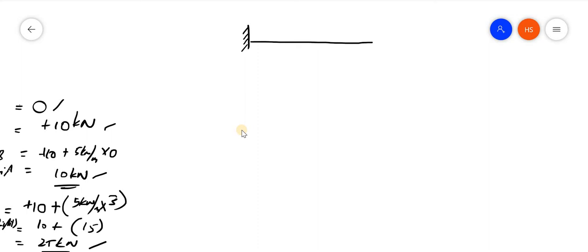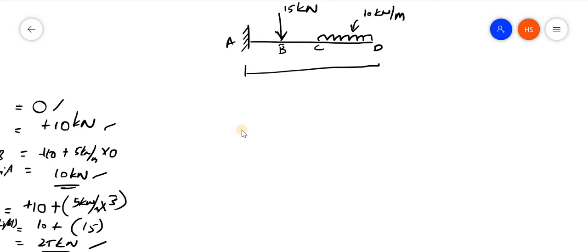So I am having a UDL at the starting. Then I am having a load like this. Okay, let it be like this. Now let it be A, B, C and D. Let this value be 10 kilonewton per meter. Let this be 15 kilonewton. And the distances, let it be 2 meter, 1 meter and 1 meter.